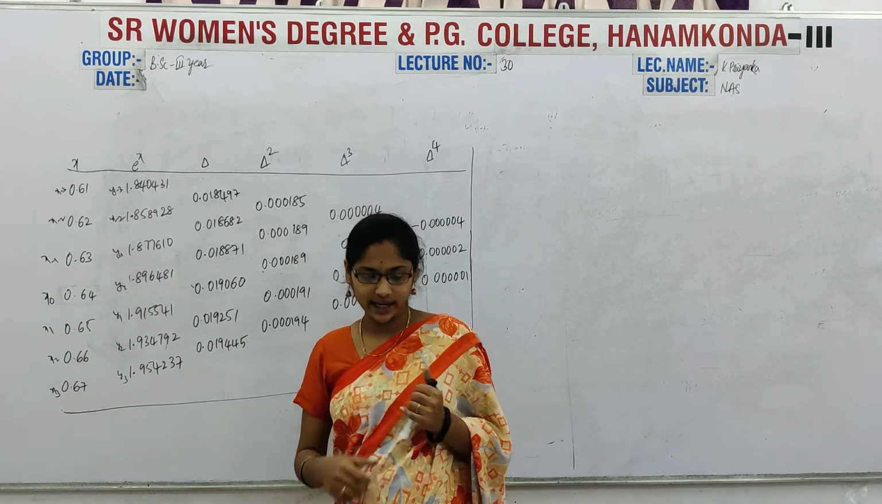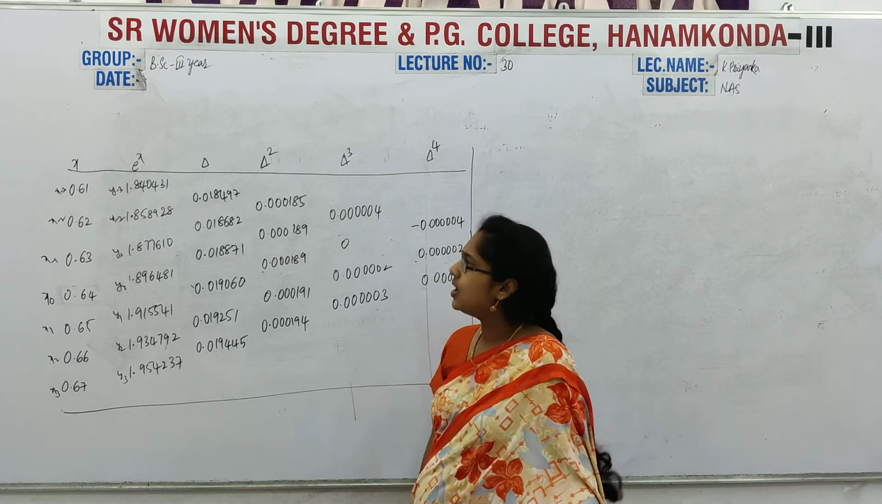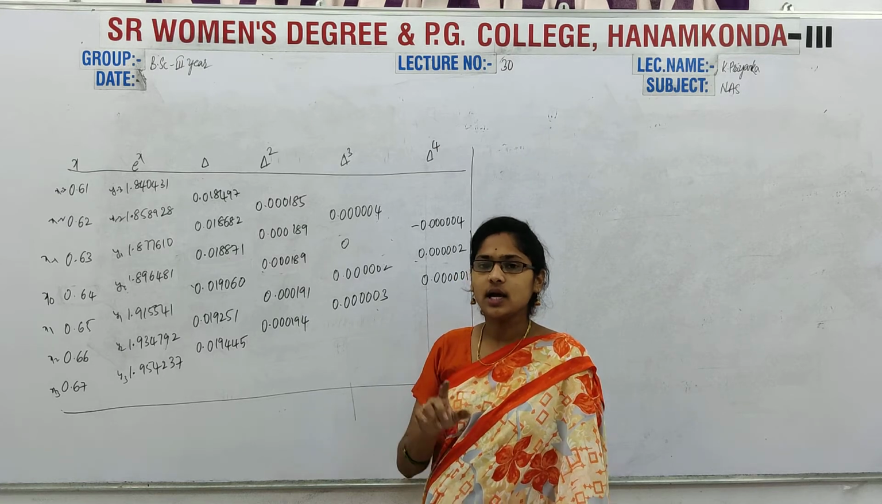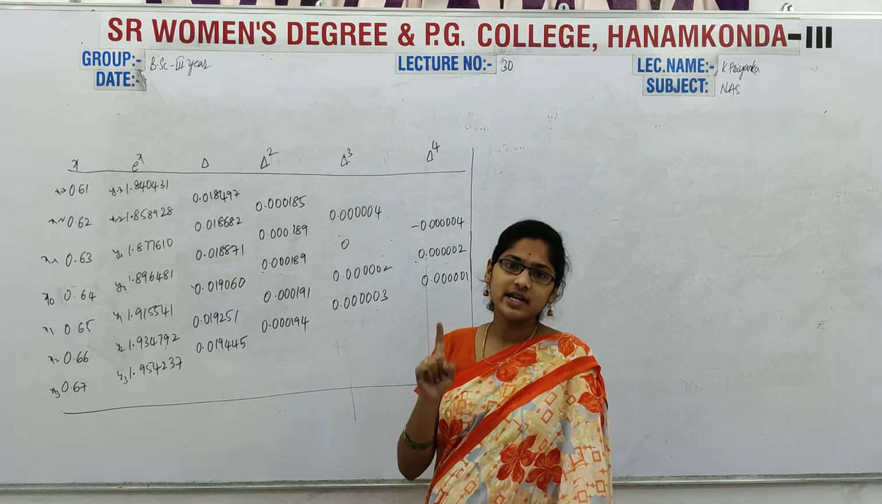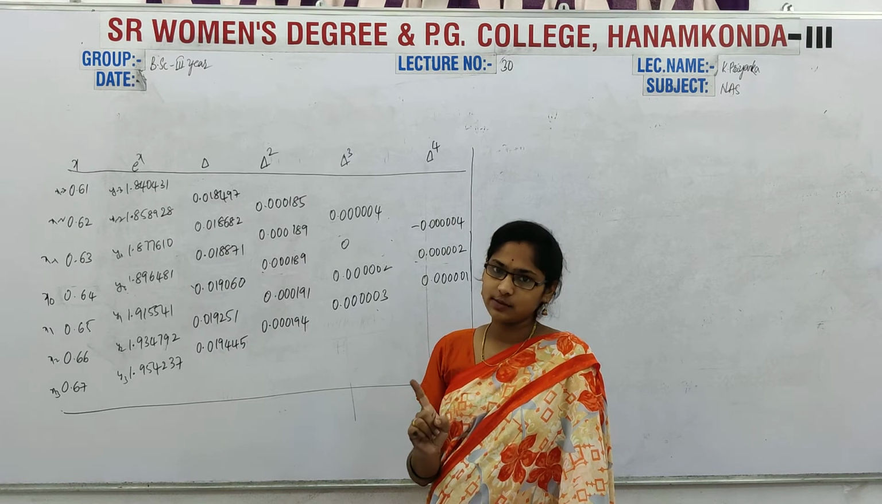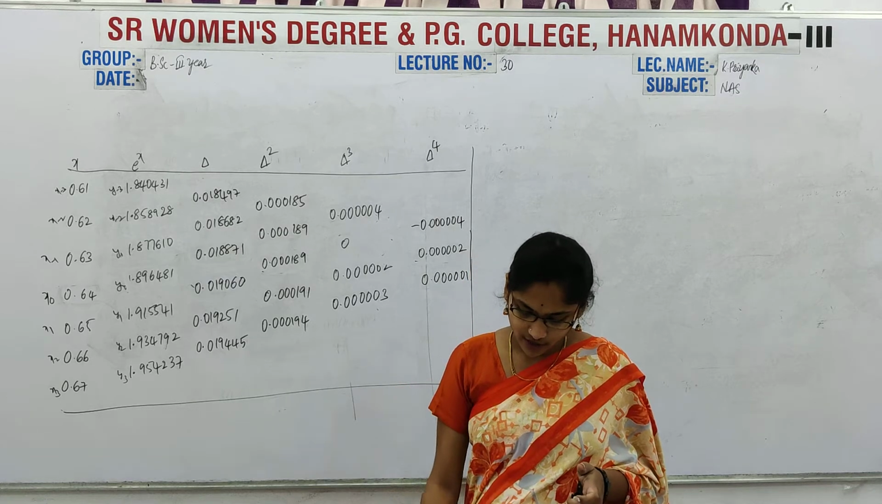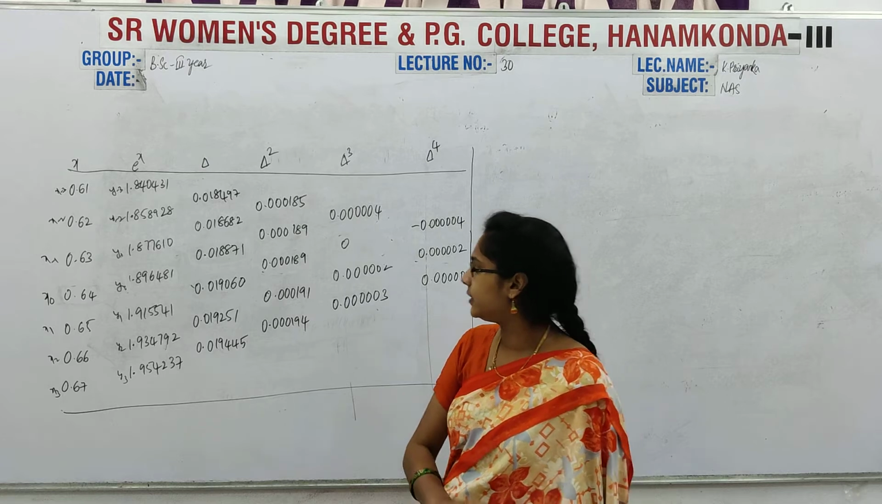In numerical analysis, in the last class we discussed the application related to the Stirling formula. The question asked us to solve this application using two formulas: one is Stirling and another one is Bessel. Here I am going to take the Bessel formula. What is the formula for the Bessel? Write down the Bessel formula. Now here I am writing.